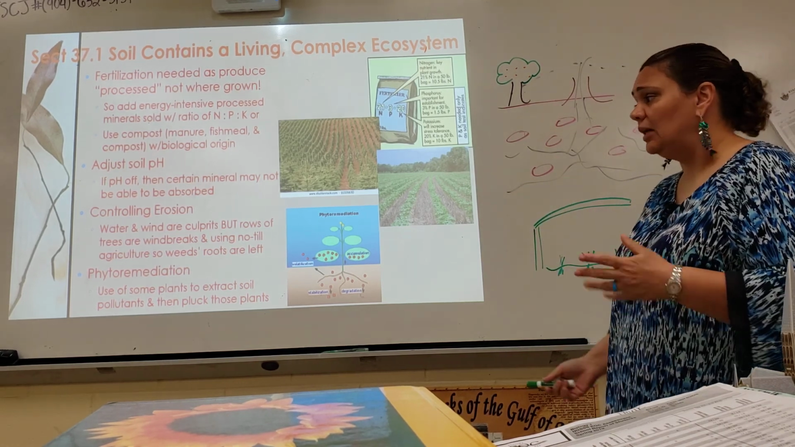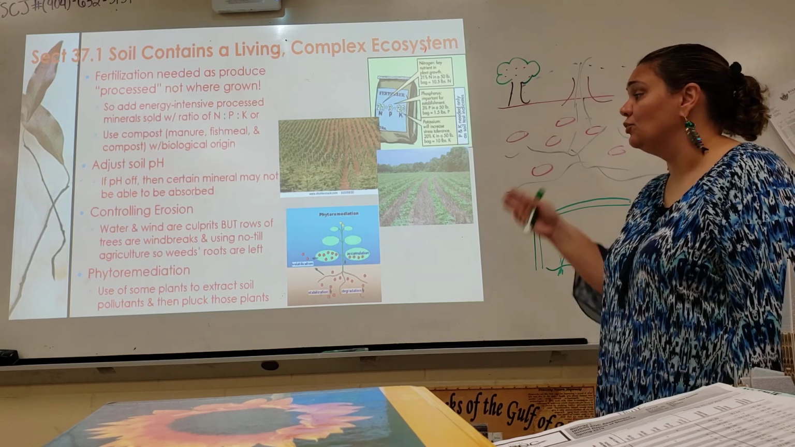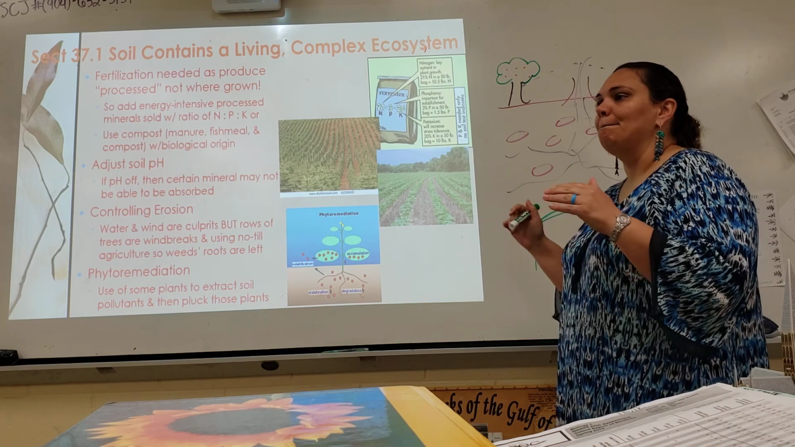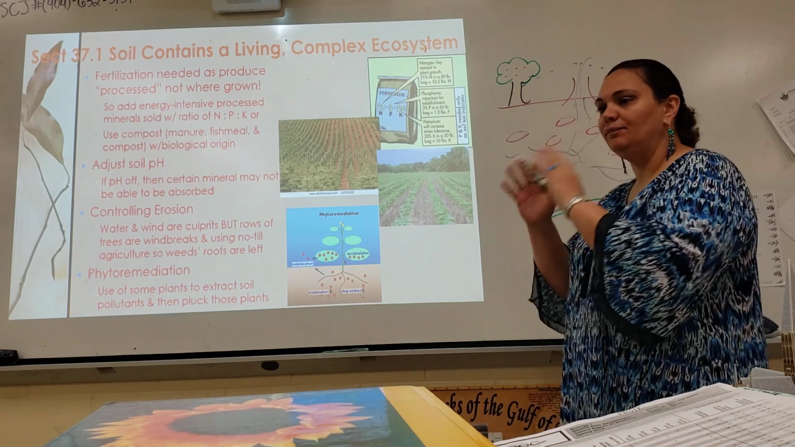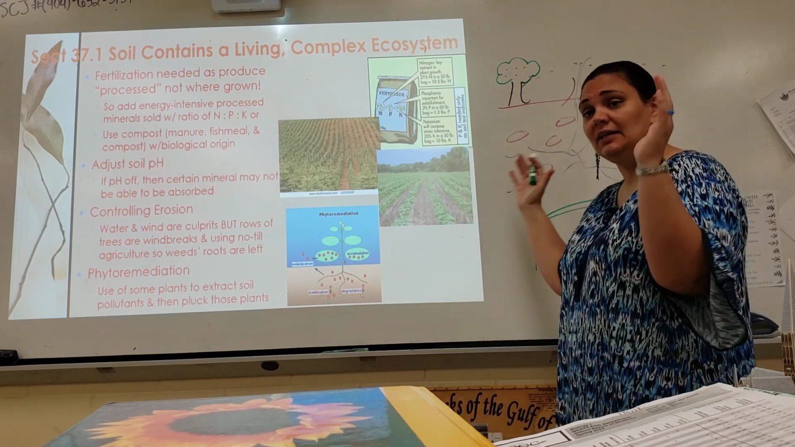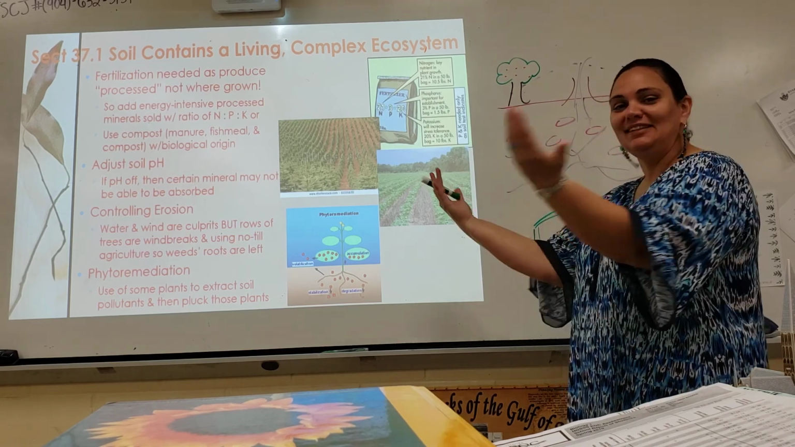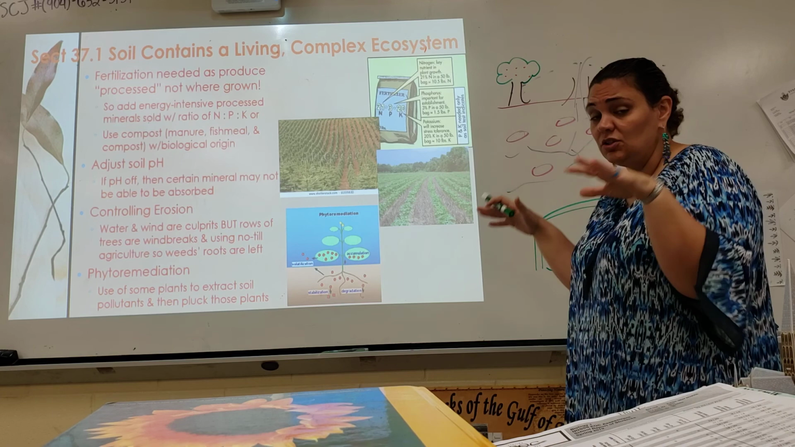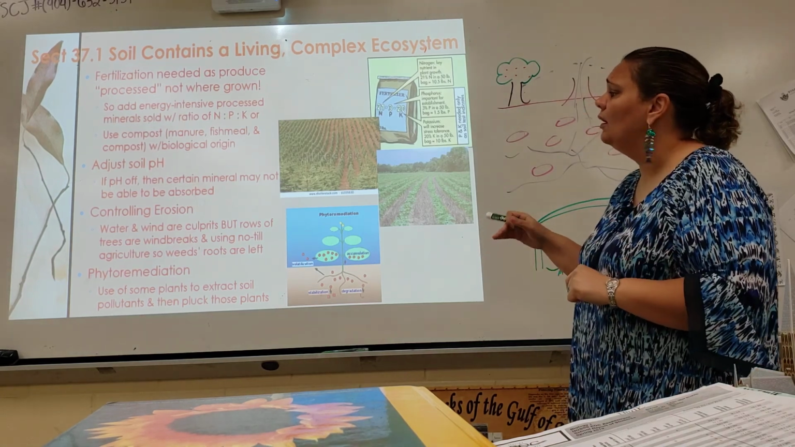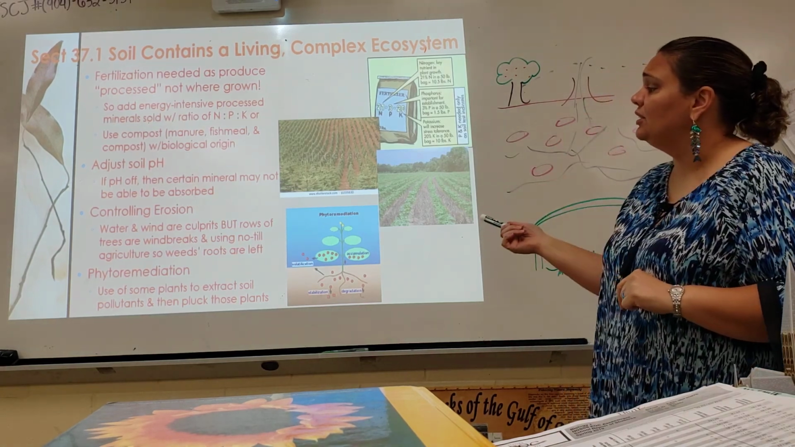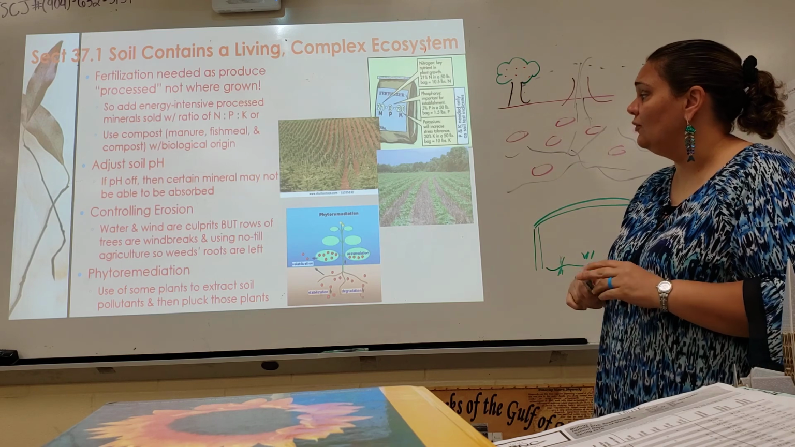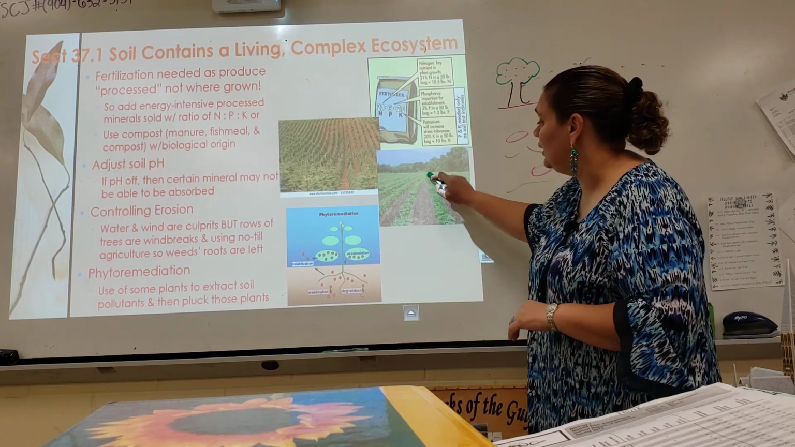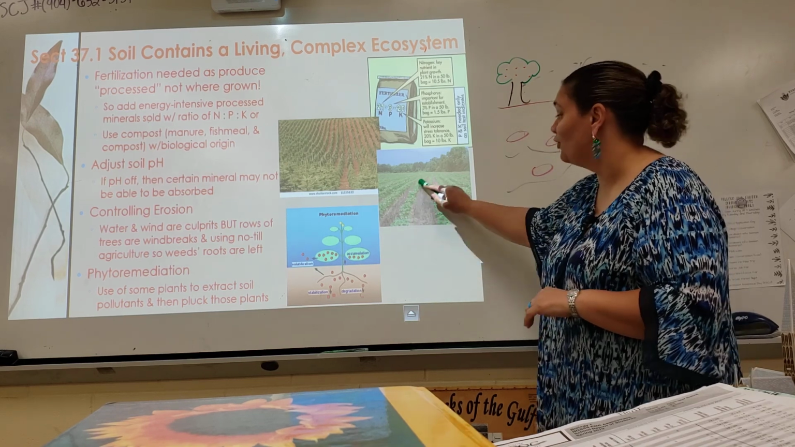Controlling erosion, same thing. Water and wind are culprits. Rows of trees can be windbreak. So a lot of times you'll start noticing around croplands that they'll have some trees set up, and it's literally to be basically a windbreaker for that cropland to prevent wind erosion. All right. Using no-till agriculture, so weeds' roots are left. So sometimes, like right here, you've got weeds growing up between the rows of crops.